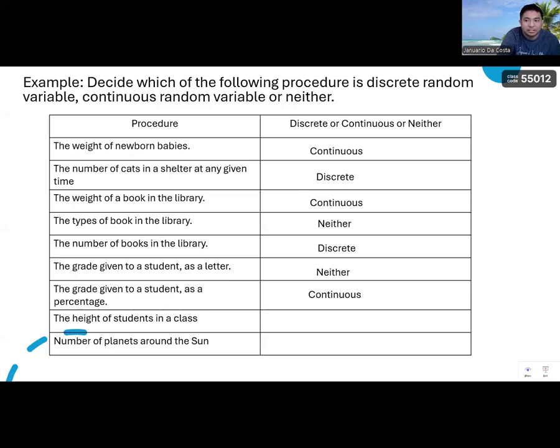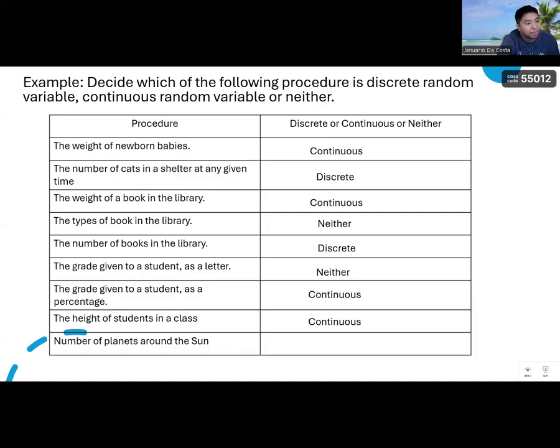Okay, what about the height of students in class? Discrete or continuous? Continuous. Why continuous? Because the height varies. Because you're using an instrument to measure the height, so the value that the instrument gives depends on the accuracy of the instrument. But if you're counting a person, you're just counting 1, 2, 3, 4. Or if you're counting books, 1, 2, 3, 4 books. You don't really need an instrument for that, no? Comprende? Yes, teacher. Okay, this will be continuous.